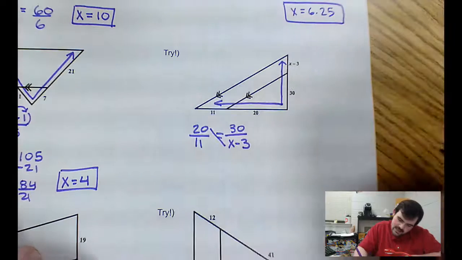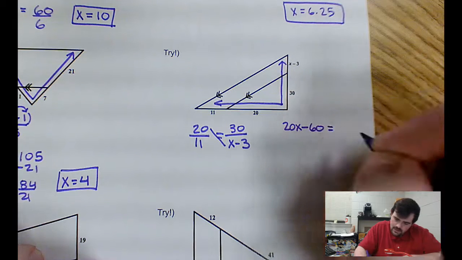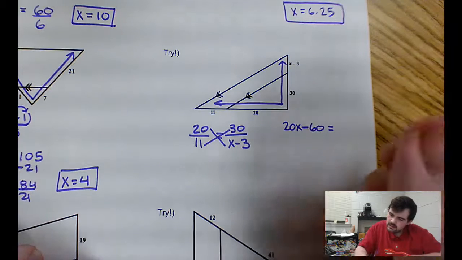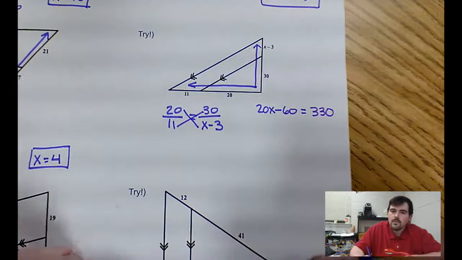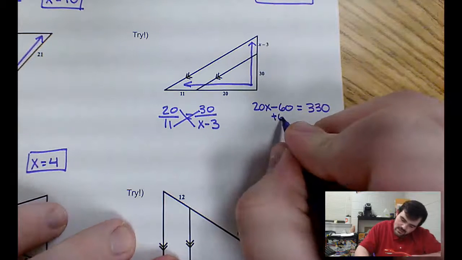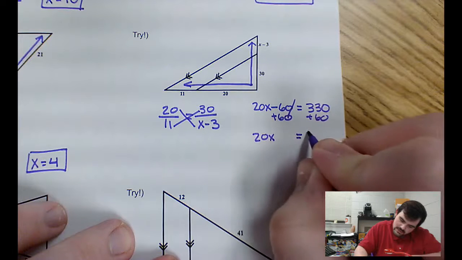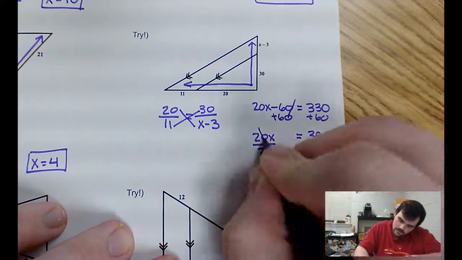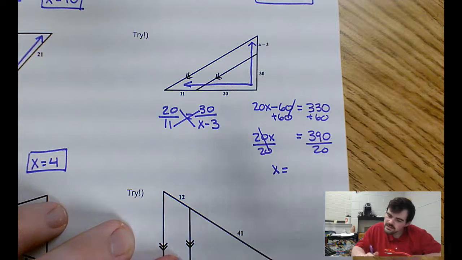So, 20 times x minus 3 is 20x minus 60 equals 11 times 30, which is, of course, 330. Then I'm going to add 60 to both sides, which gives me 20x equals 390, and then divide by 20 to get x equals 390 divided by 20, which is 19.5.